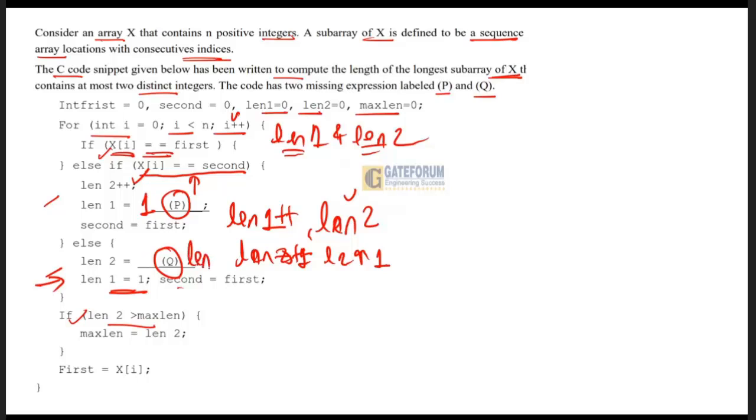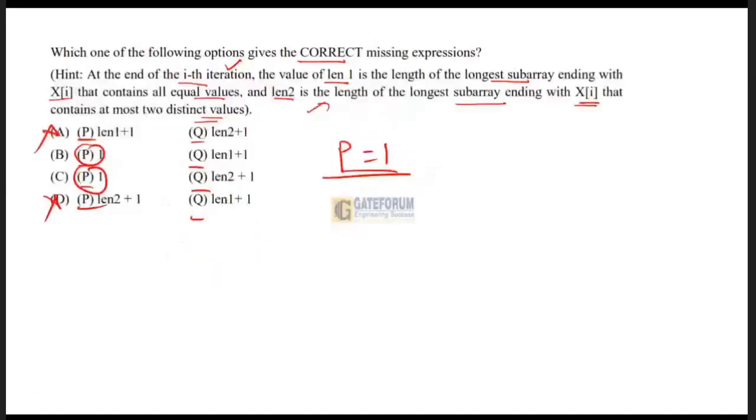Obviously I will assign length plus 1. The information is already given in the question itself. If length 2 is not matching, just add length 1 plus 1. If here it was length 1, I would make it length plus 2, right? So using the hint itself, we can say that option B is the correct answer, that P will be 1 and Q will be length 1 plus 1. We need to read this particular hint very, very carefully. All the information is hidden in it. So option B is the correct answer for this question: P is 1, Q is length 1 plus 1. I hope it is clear.